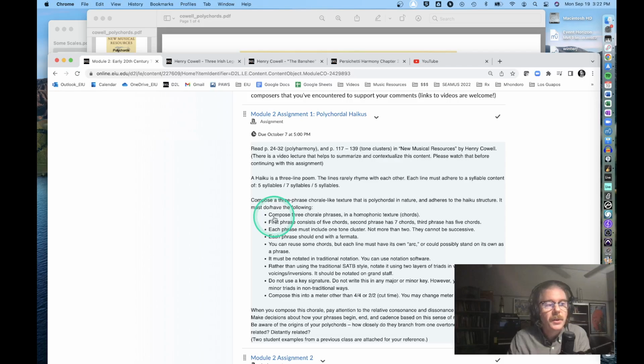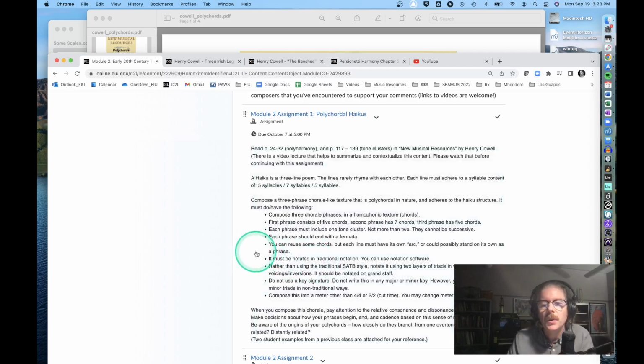You're composing them in a chorale texture, but we're just putting triads together. You can think of it as a grand staff with a triad on each one. The first phrase consists of 5 chords, the second phrase 7, and the third phrase 5. Each phrase must include 1 tone cluster, not more than 2. You can choose where to put that tone cluster. If you want to start out with a bang and be really dissonant at the beginning and then gradually taper to something more consonant, you could work your way that way. You're thinking of the cluster as the ultimate in dissonance, and maybe a C major, G major chord would be the most consonant.